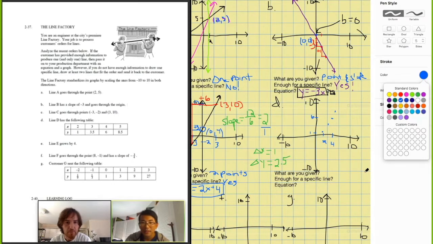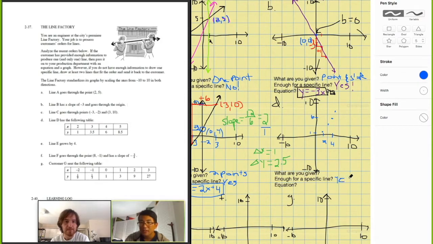I think the easy part is that if we had 2 points and we knew it was a line, then that would be enough to draw a specific line. If we have more than that, this is definitely a line. But the big thing we got here was the slope, which was 2.5. Yeah, you get it so easily out of the table.